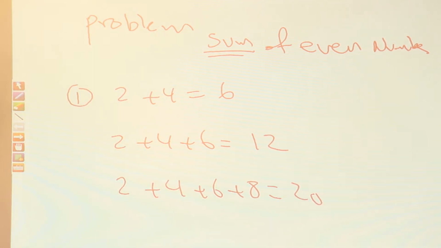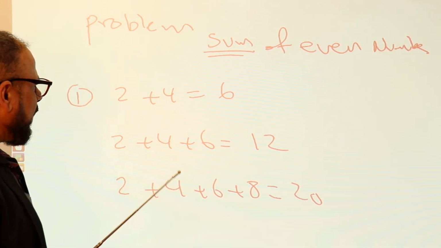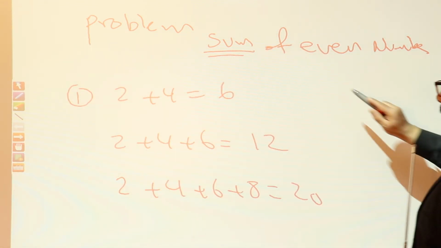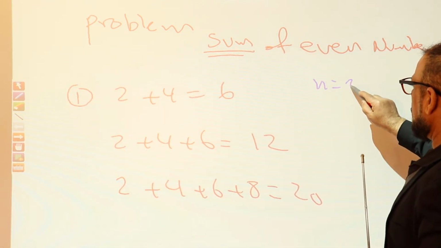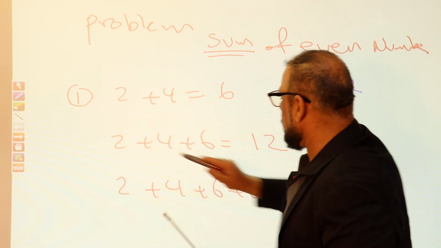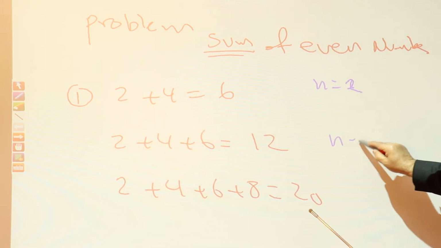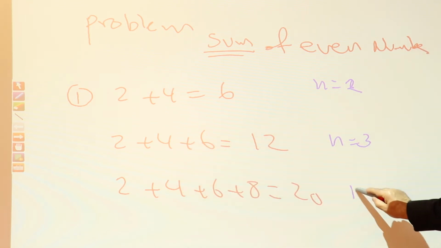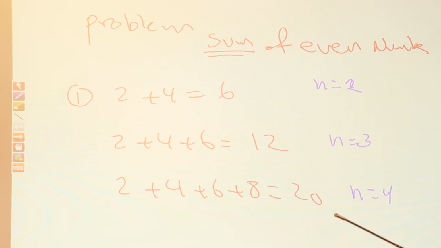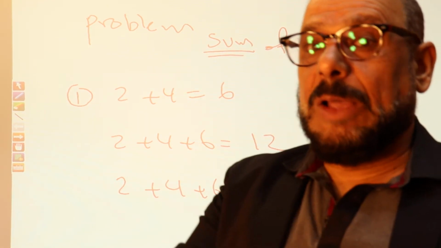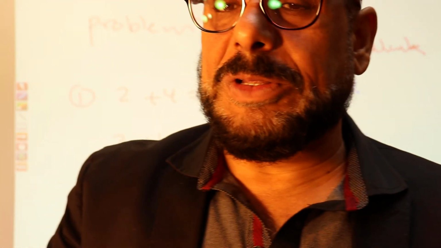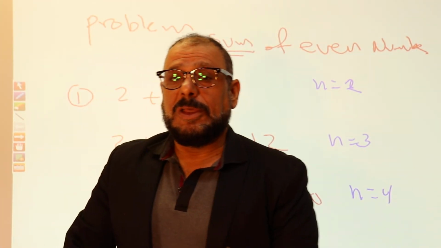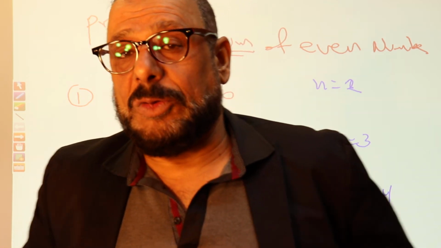Can I find the rule for this? How many terms do I have here? Look here, I have n equals 2. How do I know 2? 1, 2 terms. And n here equals 3, and n here equals 4. I promise I will come back again and explain arithmetic and geometric sequences and the sum of arithmetic and geometric sequences to make this topic simple and easy for you guys.